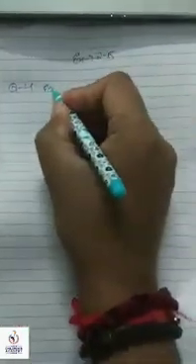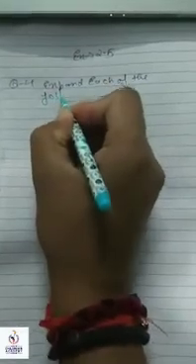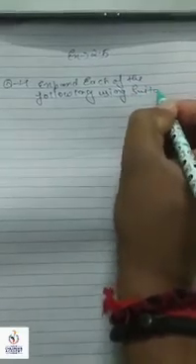Hello students, so today we will discuss exercise 2.5, which is the last exercise of our chapter 2. Up to question number 3 we have already discussed. Now question number 4: expand each of the following using suitable identities.